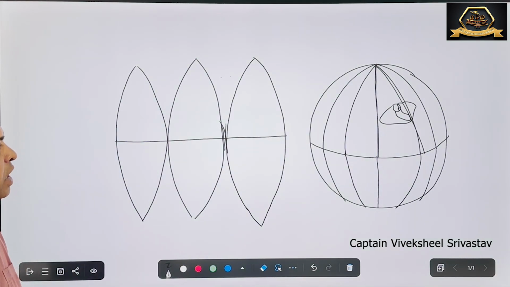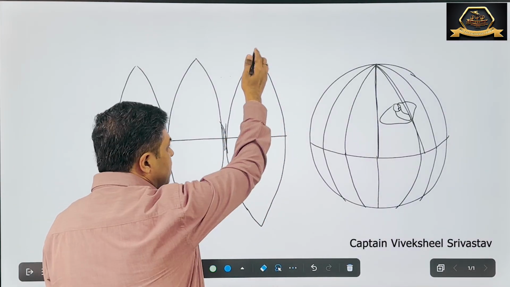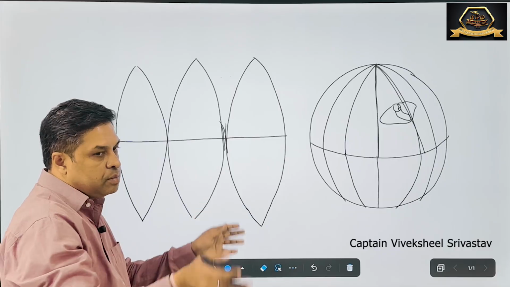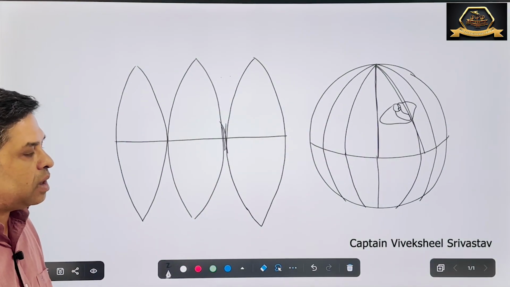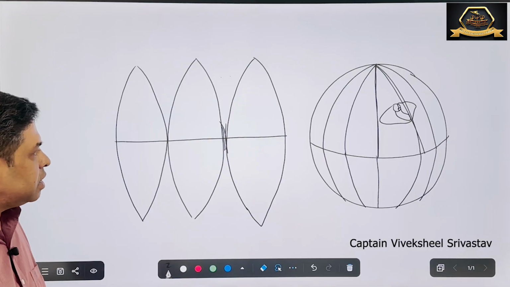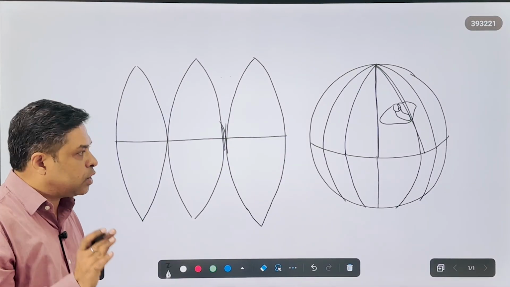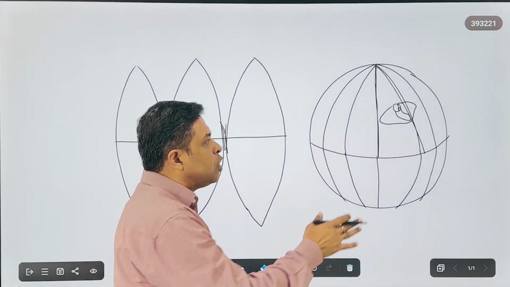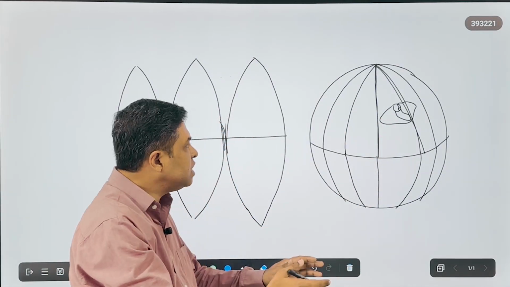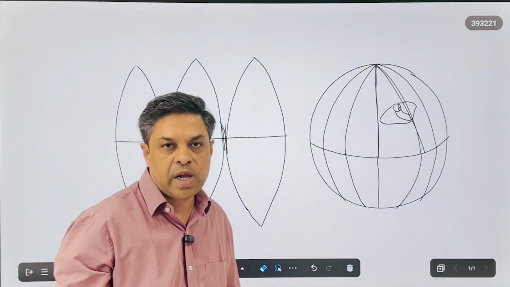Now in earlier times they used to have charts like this, the pieces of globe put on a two-dimensional plane for easy working. So for today that's all. In the next video, we'll talk about how to transfer these areas onto a two-dimensional plane, how to go about it. Okay, thank you.